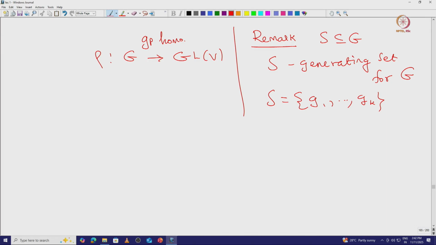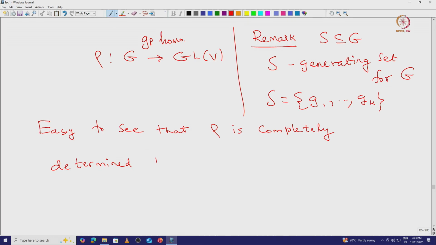Now it is easy to see that rho is completely determined by its action on S. What is the meaning of that? I will leave it as an exercise. Suppose we know the set rho of g_i for all i from 1 to k. Then we know rho.